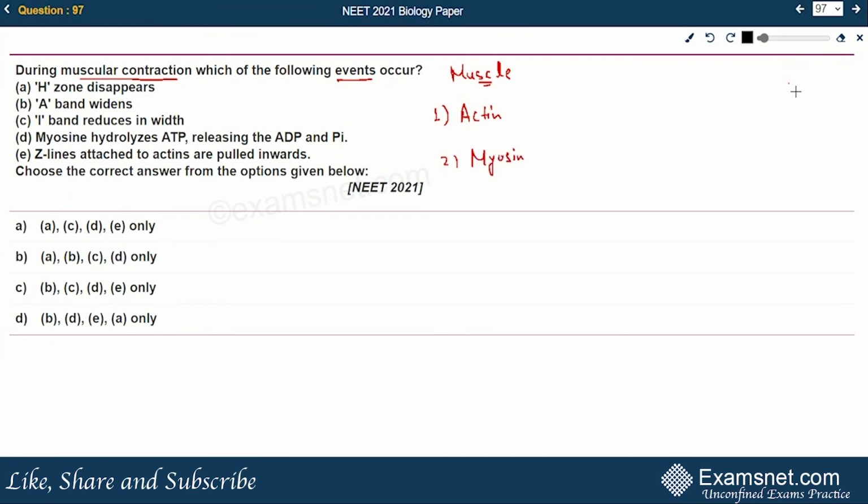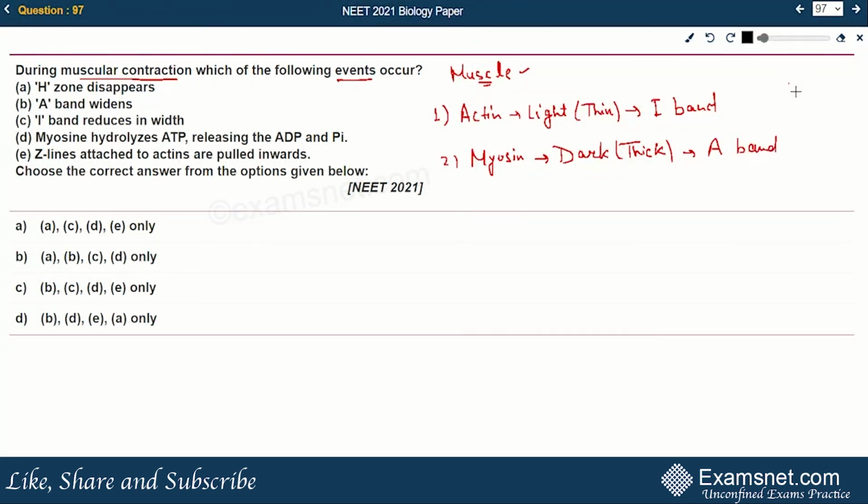Now when observed under the microscope, these muscle fibers represent actin as light bands because these are thinner as compared to the myosin, whereas myosin are observed as dark bands because they are thicker as compared to the actin. Light bands of the actin are also known as isotropic band or I band in short, whereas dark band is also known as anisotropic band or A band in short.